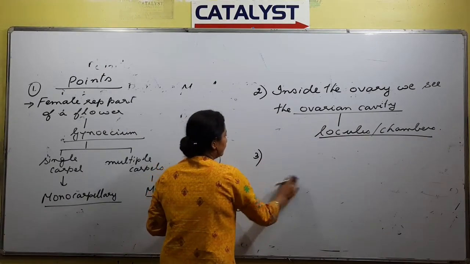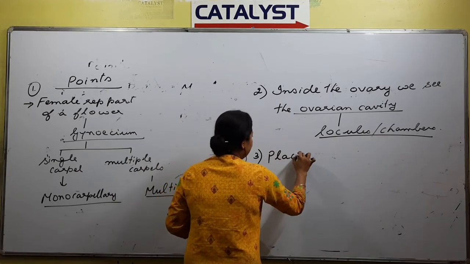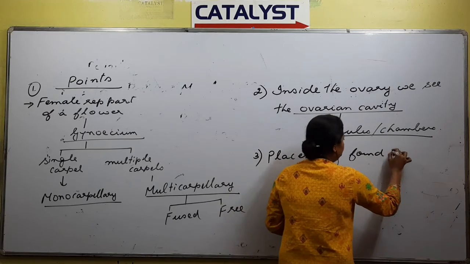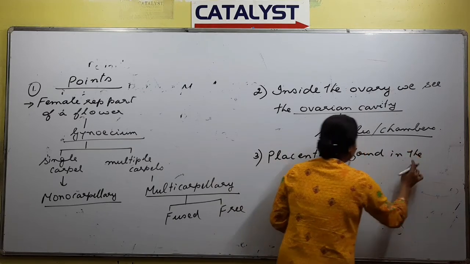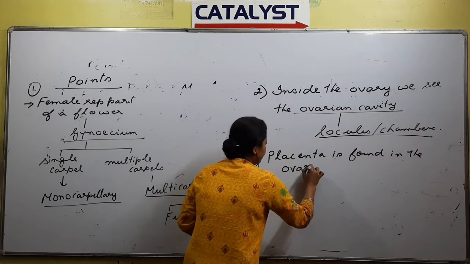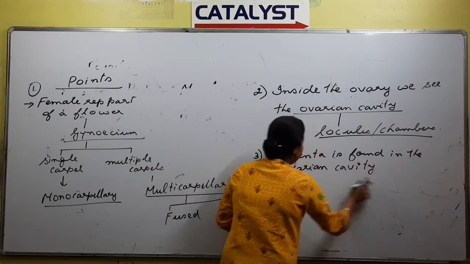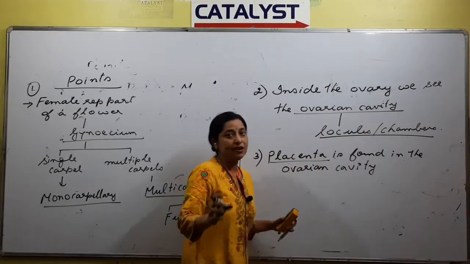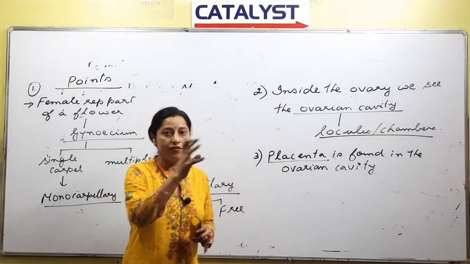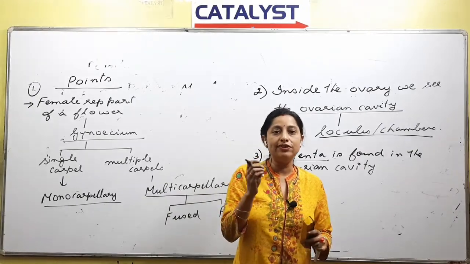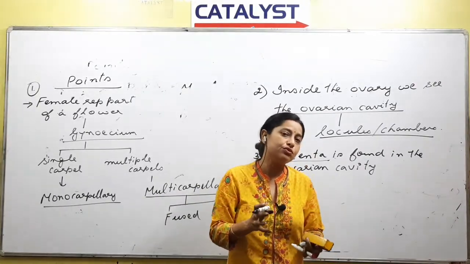The placenta is found in the ovarian cavity. We remember the placenta as the area where the ovules are found. The ovary has ovules attached at certain places, and the group of tissues where the ovules are present is called the placenta.